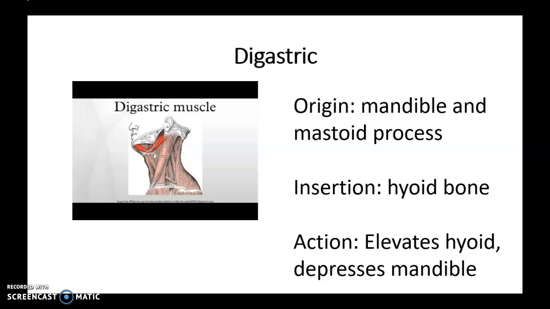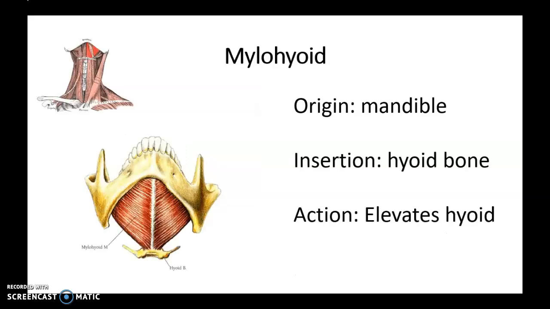It originates from the mandible and mastoid process and inserts into the hyoid bone. So this is the hyoid bone. This is where the muscle inserts and originates from the mandible and from the mastoid process here. The digastric helps to elevate the hyoid bone and depress the mandible. So elevation of hyoid and depression of mandible, that's the function of the digastric muscle.